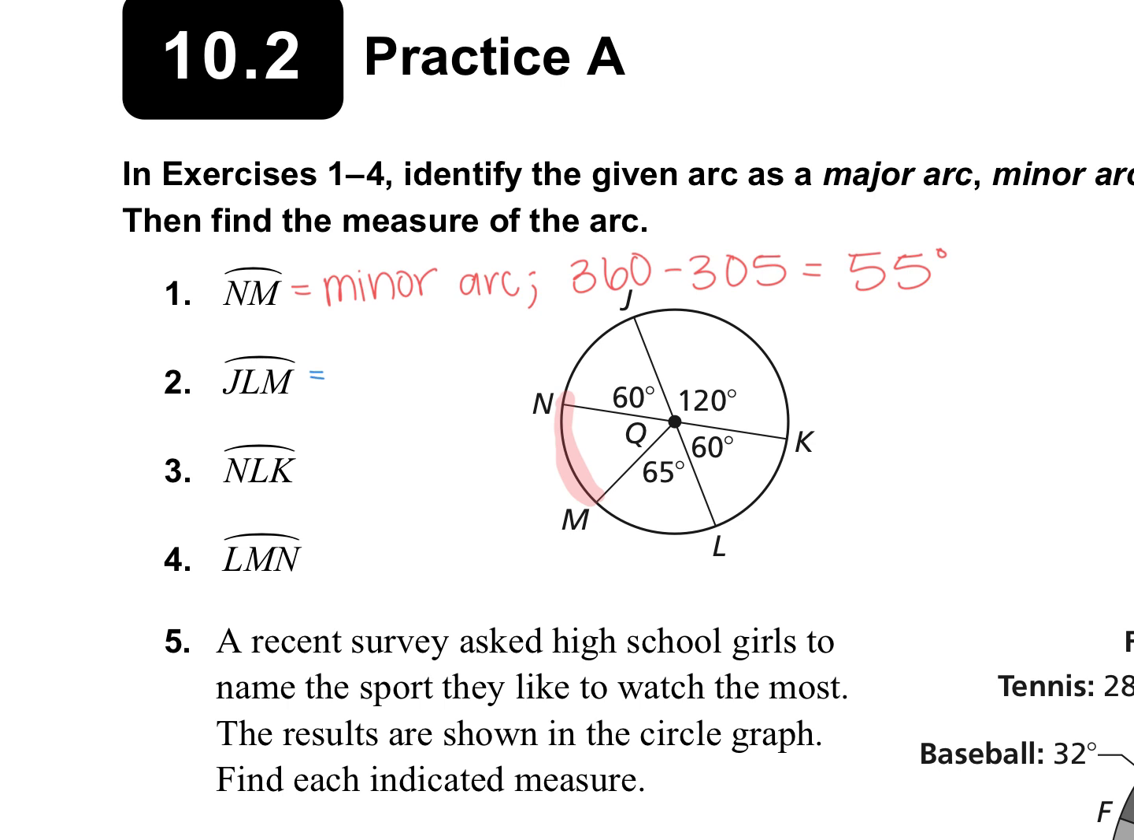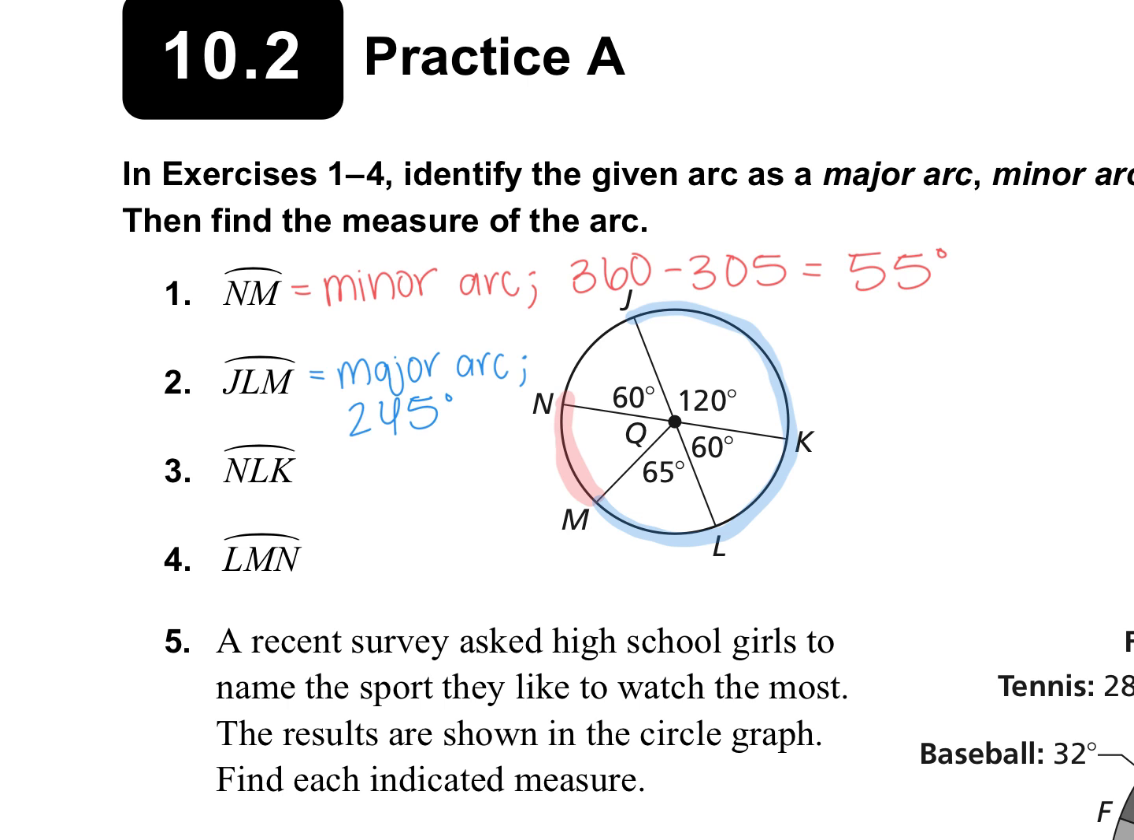Looking at the next one, I'm going to do this one in blue. I'm going from J to L, then to M. Do not go across the circle. You're following the arc. They're specifically talking about the arc. So, JLM, is that a major, minor, or a semicircle? Now, this is a major arc. And who could tell me the measurement of that major arc? 245. You just have to add all of them. So 120 plus 60 plus 65 gives you 245.